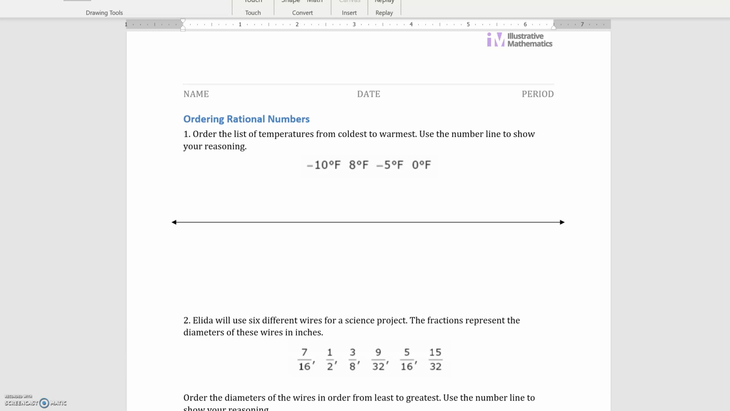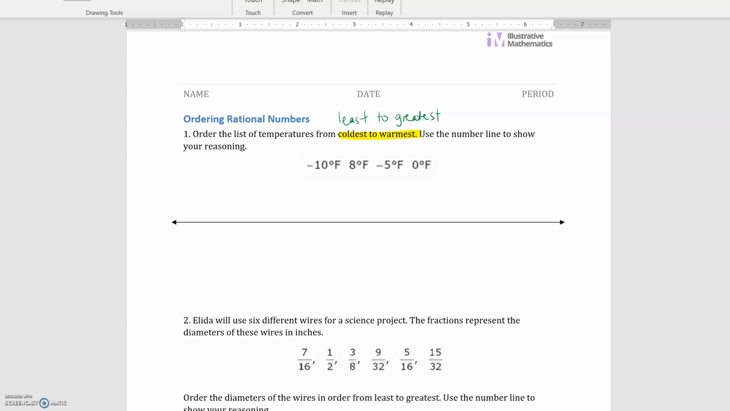So number 1 says, order the list of temperatures from coldest to warmest. I'm going to highlight this. And I'm going to annotate here and think to myself, if I'm going from coldest to warmest, I want to go from least because cold means low, and to greatest because when you get warmer, you get greater. Use a number line to show your reasoning.